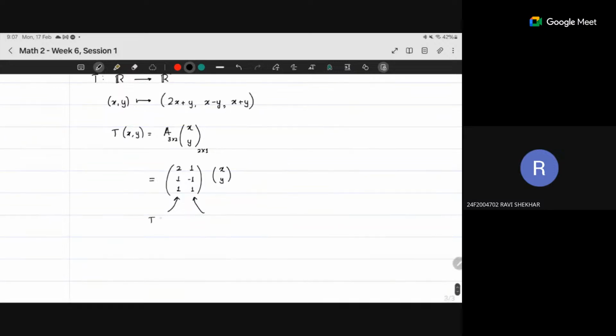So if you look at T of 1, 0, what is T of 1, 0? Just evaluating using this definition, this is 2, 1, 1. And T of 0, 1 is 1, minus 1, 1.